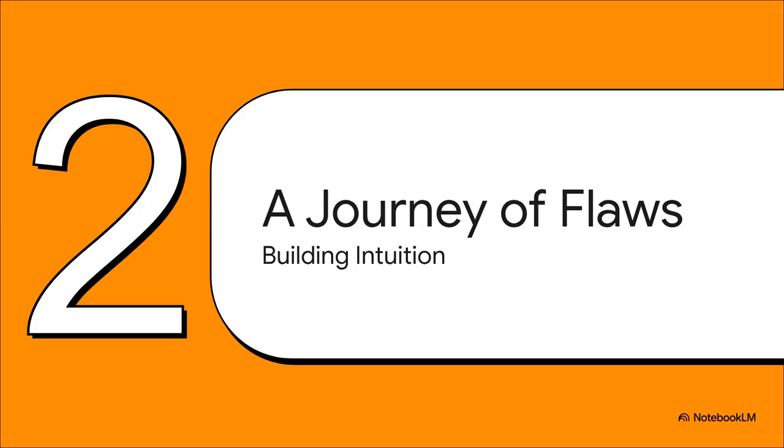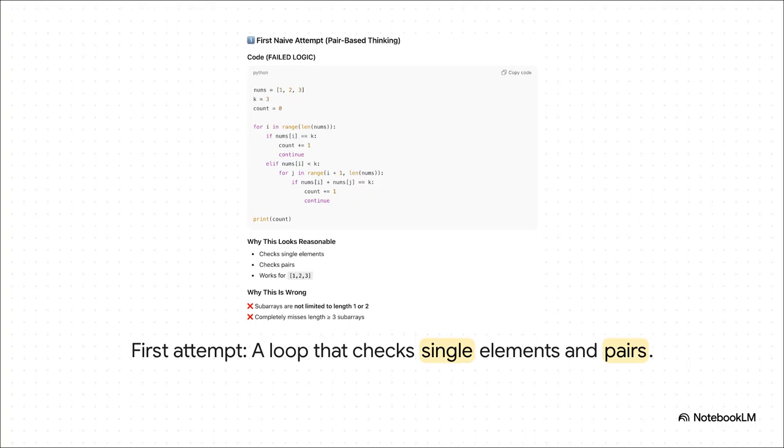All right, section 2, a journey of flawed attempts. This is where the fun begins. We're going to walk through those first ideas that pop into your head and figure out exactly where they fall apart. This is how we're going to build up our intuition. The first thing a lot of people think to do is just check the easy stuff, right? And this code here does exactly that. It loops through, sees if any single number equals K, and then checks if any two numbers next to each other add up to K.